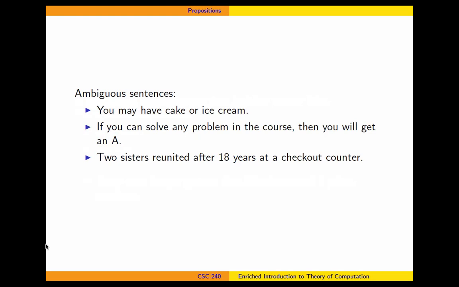The statement, you may have cake or ice cream, when said to a young child, usually means the child may have either cake or ice cream but not both. When said to an adult, it usually allows the possibility of the adult having both cake and ice cream.